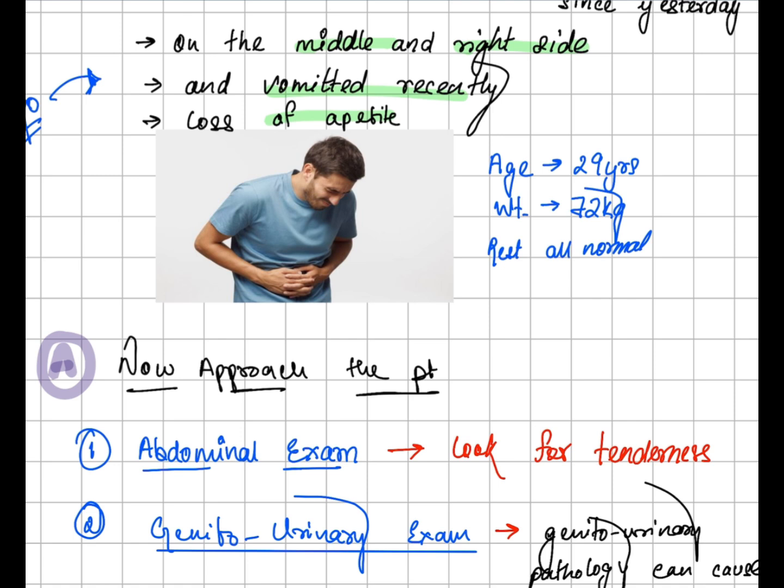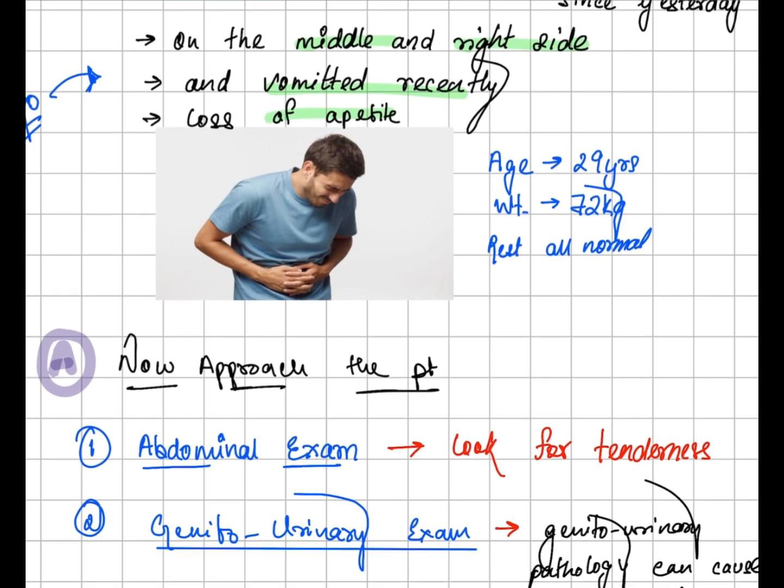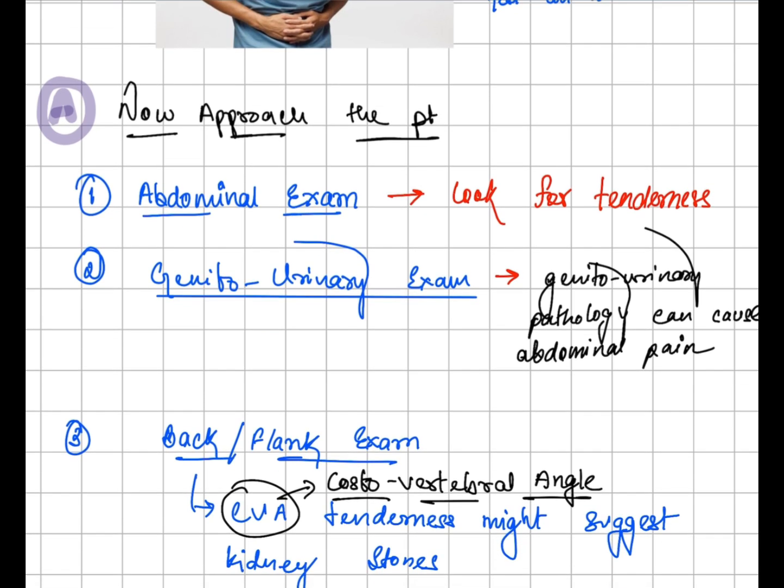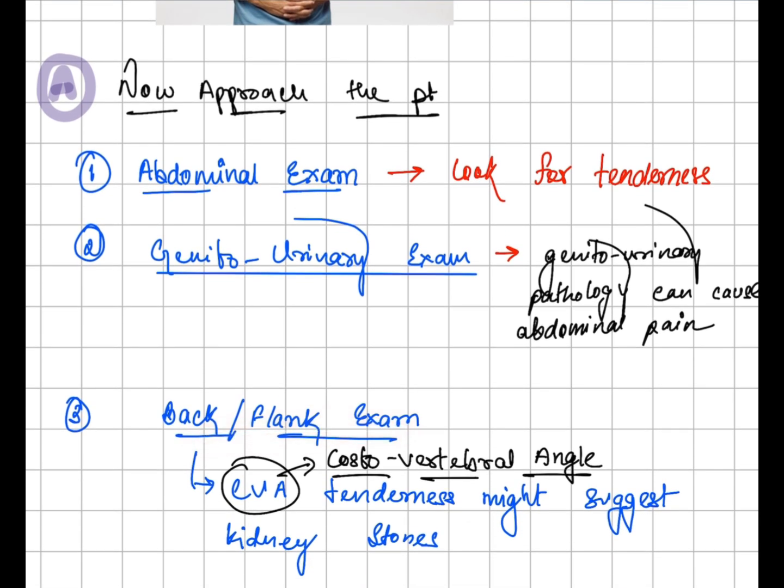We will look for any tenderness, any bulges, or any kind of indications, and then we will do a genitourinary exam. Genitourinary pathology can cause abdominal pain. Sometimes when people are sexually very active or there is any pathology involving the sex organs, it can cause abdominal pain. And the third is the back or flank exam. It checks for severe tenderness, which might suggest kidney stones. Severe tenderness means costovertebral angle tenderness; if there is tenderness in the costovertebral angle, it might suggest kidney stones.